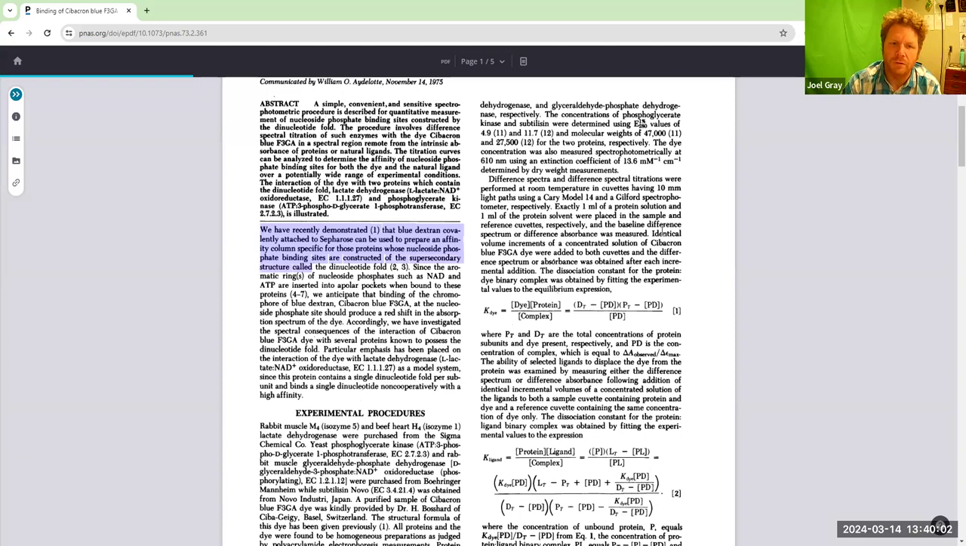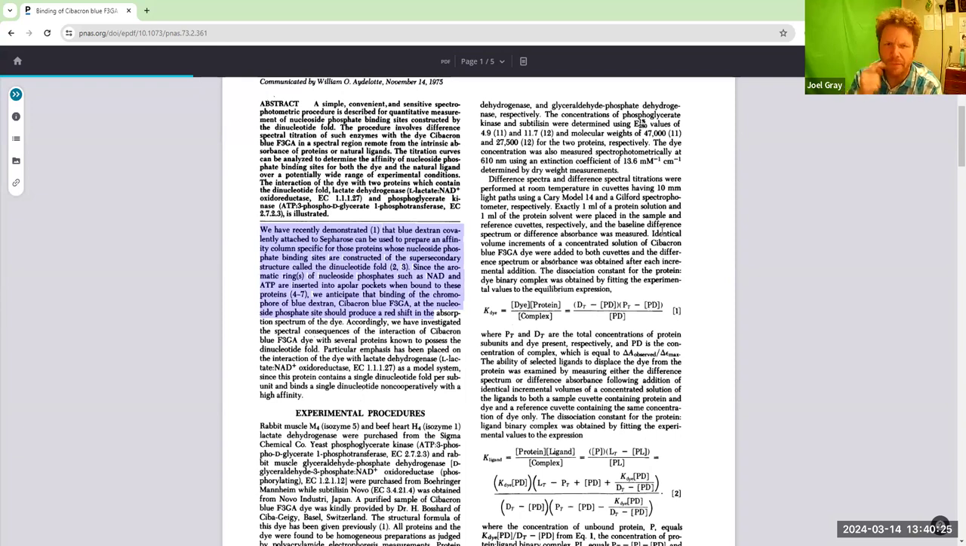Since the aromatic rings of nucleoside phosphates, such as NAD and ATP, are inserted into apolar pockets when bound to these proteins, we anticipate that binding of the chromophore of blue dextran, Cibacron blue F3GA, at the nucleoside phosphate site should produce a red shift in the absorption spectrum of the dye.